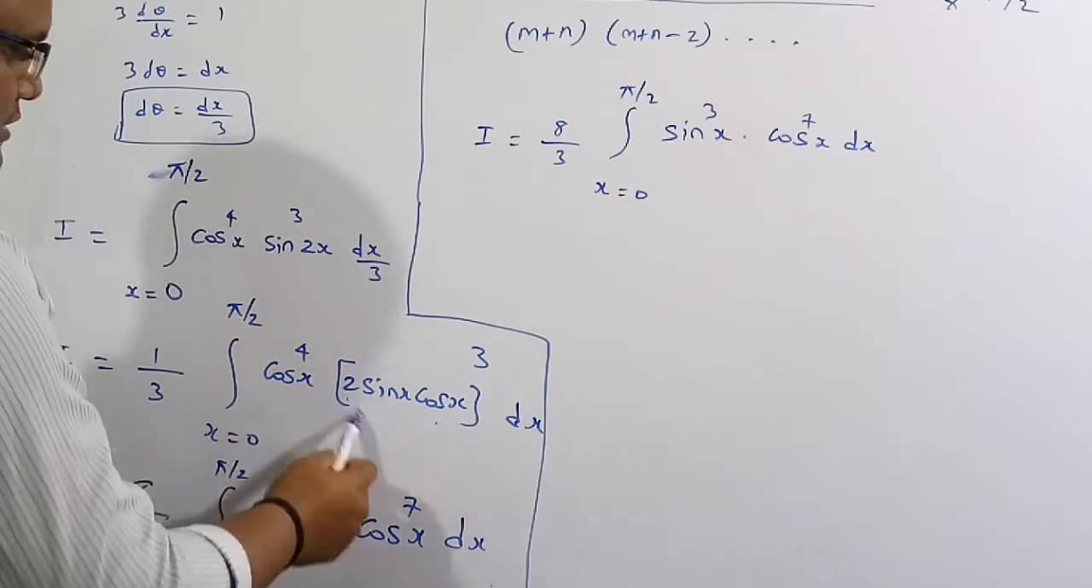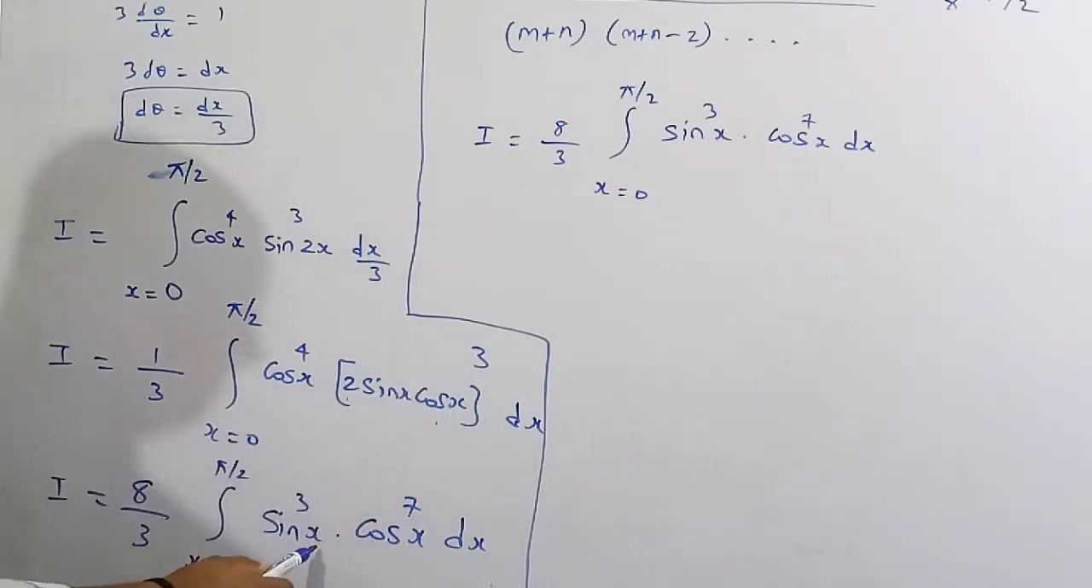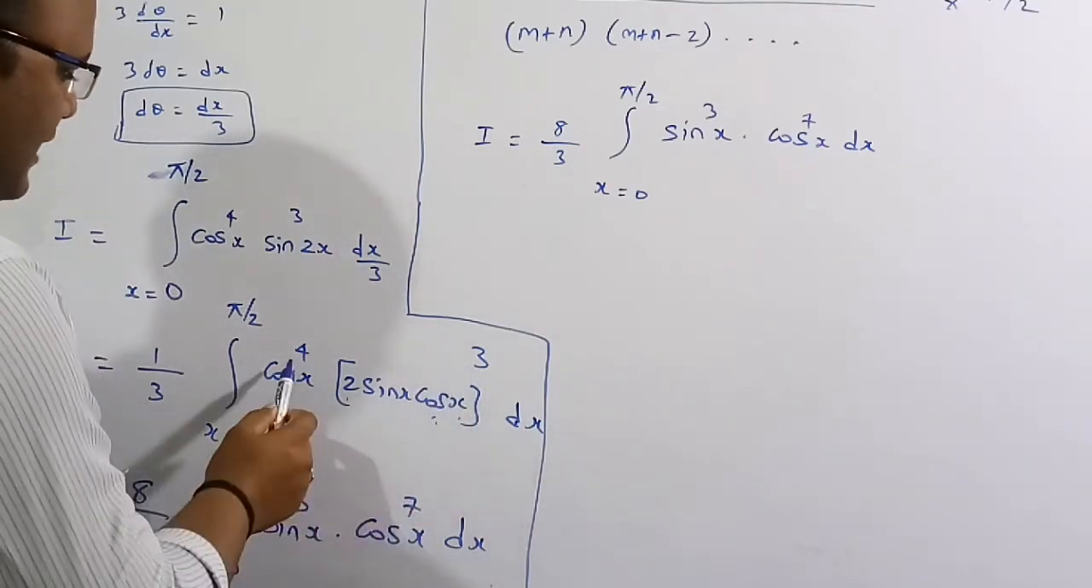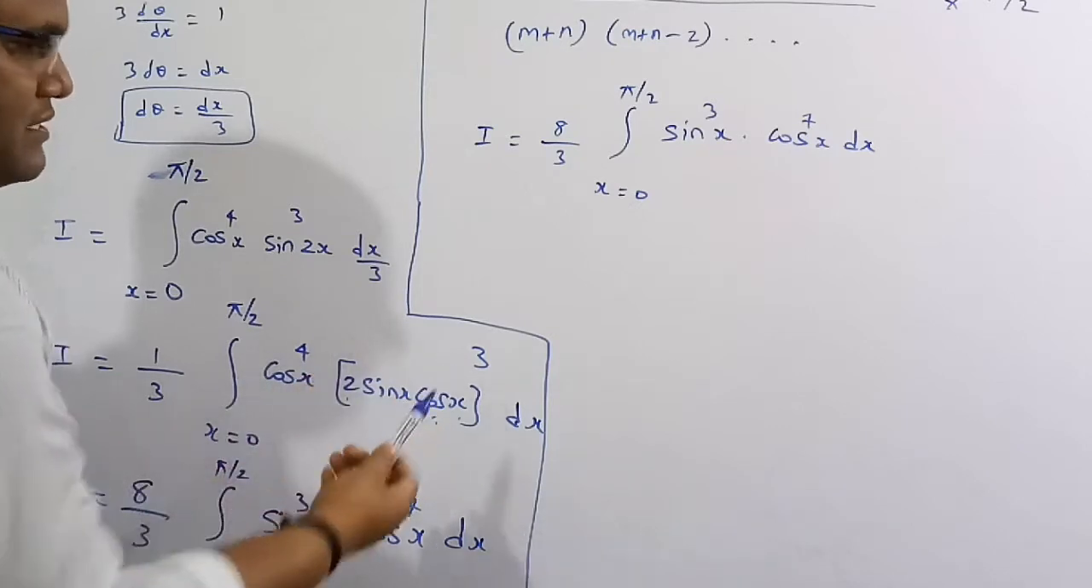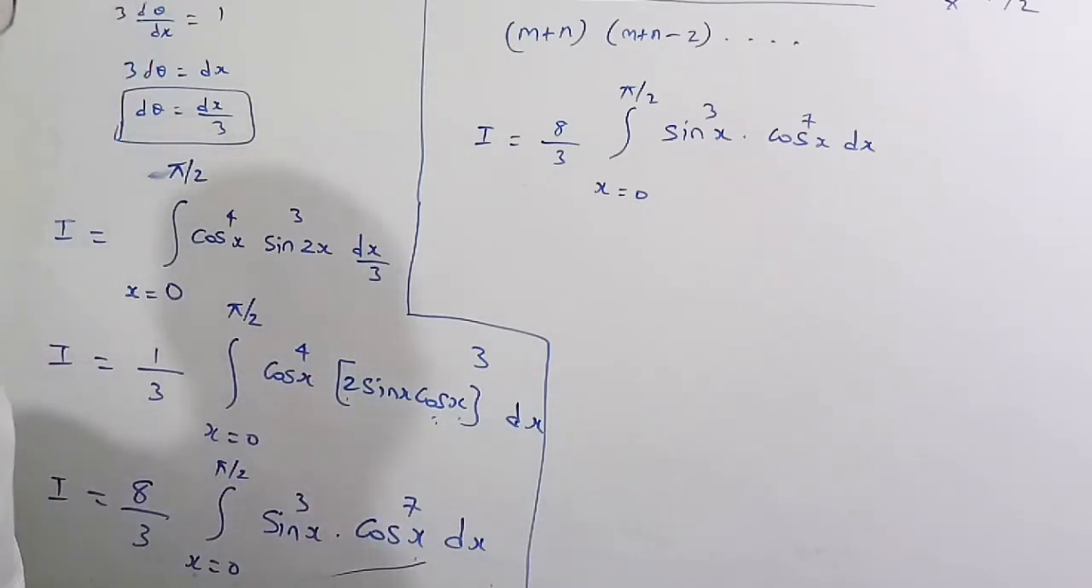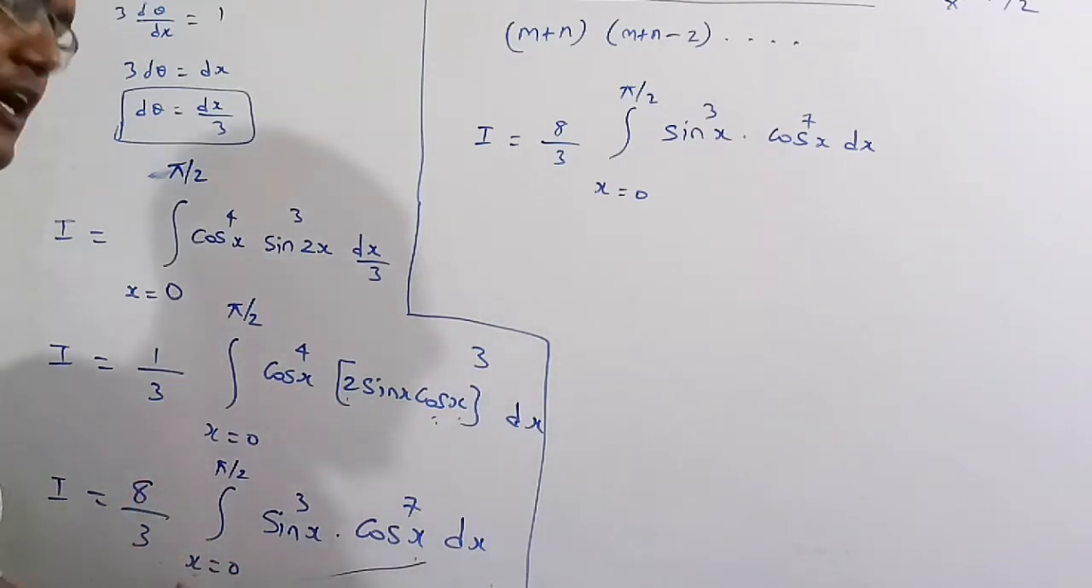See this sin x, if you do the cube, it is going to get sin x cube. And here cos x whole cube and cos x whole to the power of 4. So 4 plus 3 is 7, so cos x to the power of 7 dx. Finally, we have to do the integration, meaning for this value we have to figure out.